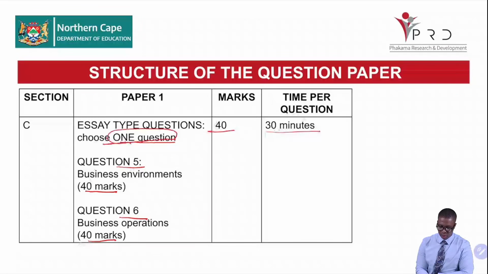Now let us look into question 5 and question 6. The essay for business operations will be assessed under question 6, so keep that in mind. But the essay for business environment will be in question 5, and you may not write both questions. You need to choose only 1.